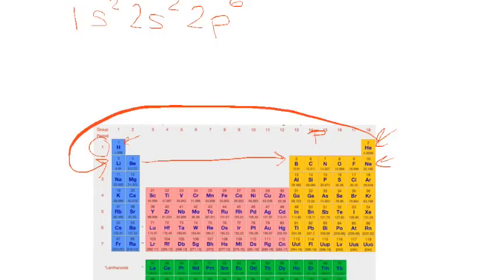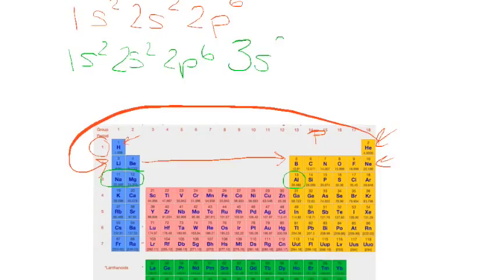Let's have a go at another one. Let's have a go at one that's not in the middle. So something like aluminium. So the start is going to be very similar to neon. So we have 1s2, 2s2, and then we have 2p6 like we did before. We're now down to the third row. So 3s2, and then aluminium is in the P, so it's 3p1.